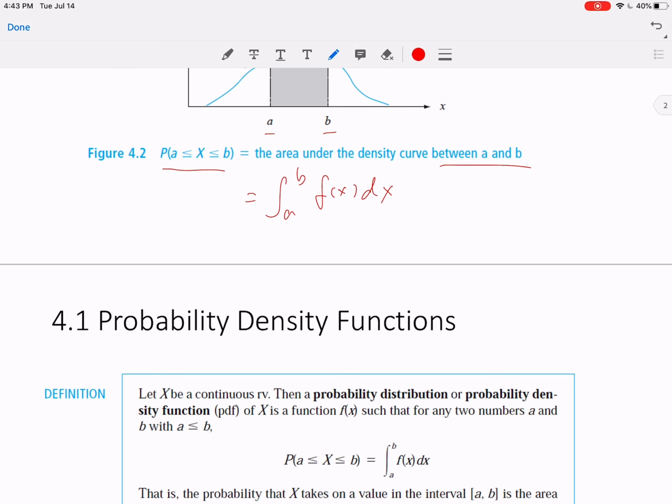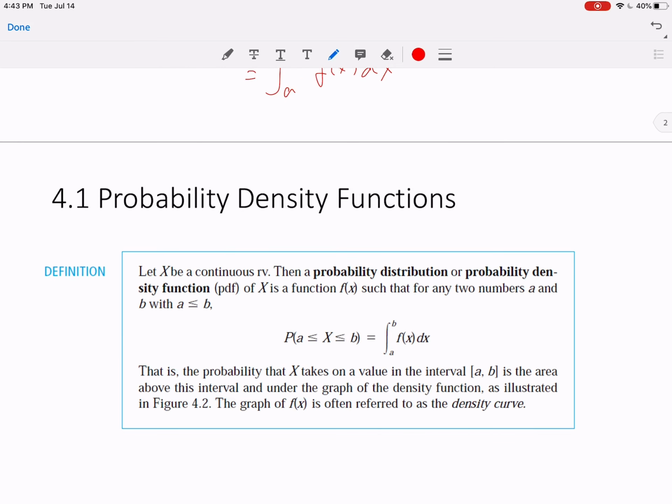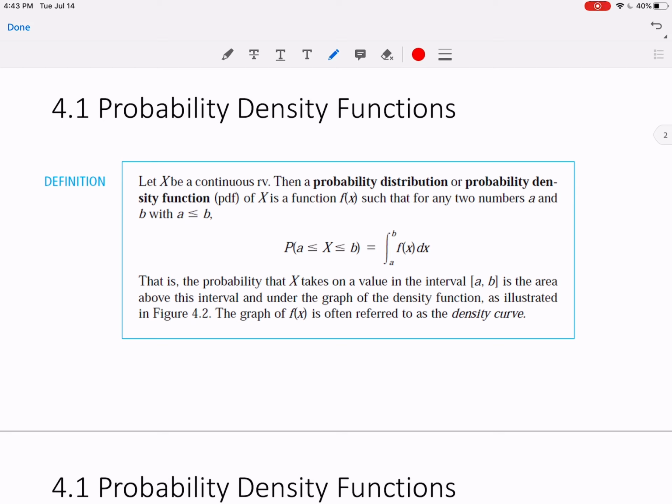I hope this is clear for you, because you have all finished the calculus classes. So if this is clear, let's take a look at the definition of probability density function. Let x be a continuous random variable, then the probability distribution or probability density function, PDF. This is the shorthand version of probability density function, which is PDF. So for a continuous random variable, we have PDF, and if it's discrete, it's going to be PMF. Don't be confused, okay?